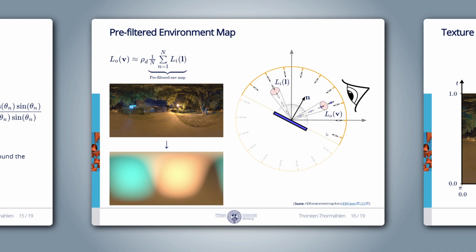In the case of a Lambertian diffuse BRDF, the outgoing radiance does not depend on the view direction v. Therefore, to compute the outgoing radiance LO, we can simply use the value that is stored at the surface normal location in the pre-filtered environment map and multiply with the surface albedo ρd.